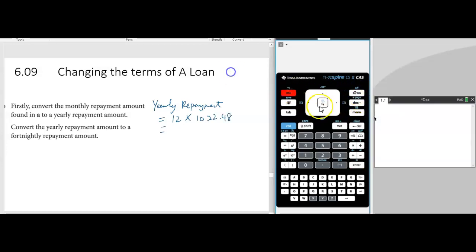Let's use the calculator. 1022.48. Okay, so I just want to get the 2 decimal point. So I go up and then enter. So I have 12269.76.